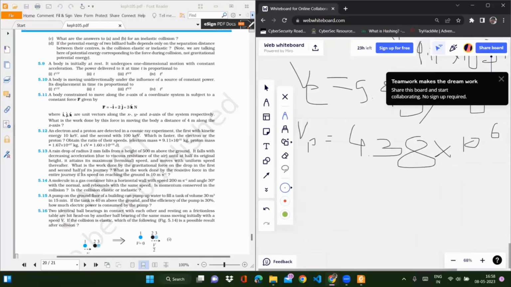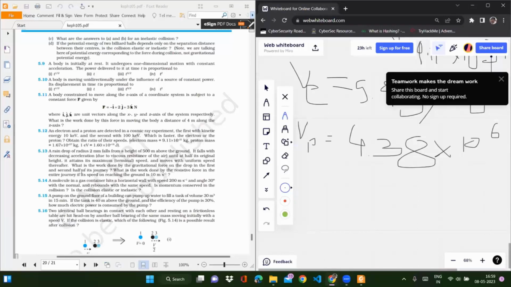500 meter above the ground. It falls with decreasing acceleration due to the viscous resistance of air until at half its original height it attains its maximum terminal speed and moves with uniform speed thereafter. What is the work done by the gravitational force on the drop in the first and second half of its journey? What is the work done by the resistive force in the entire journey if its speed on reaching the ground is 10 meter per second?